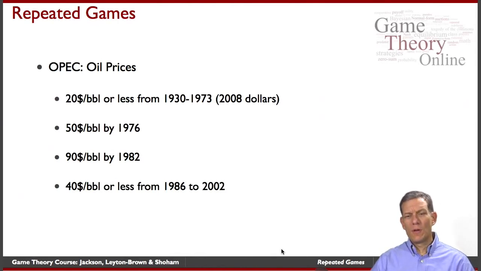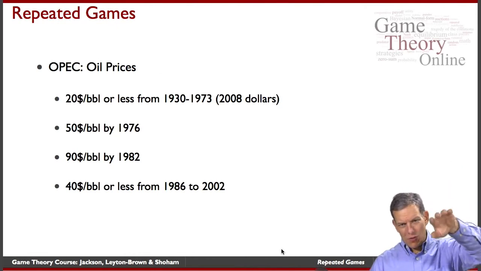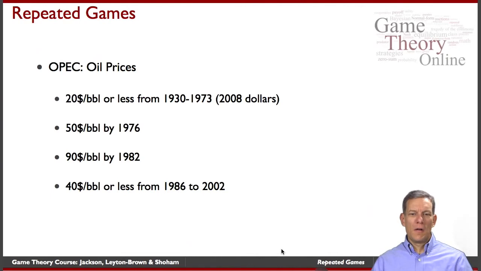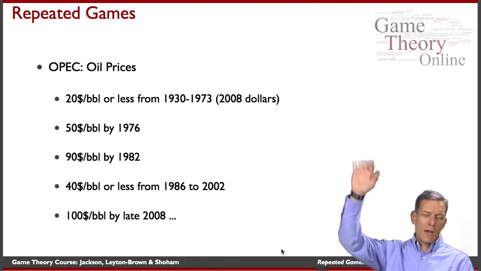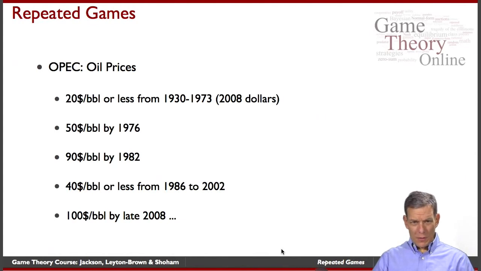Between 82 and 86, it starts to erode. It kind of falls apart. Between 86 and 2002, the price is basically $40 a barrel or less. And then they get back together again. During this period, there was the Iran-Iraq war, and a whole series of things went on in the Middle East that made it much more difficult to sustain cooperation. Things deteriorate, and then after a while, prices get higher again. By late 2008, the price is pushed back up to over $100 a barrel.